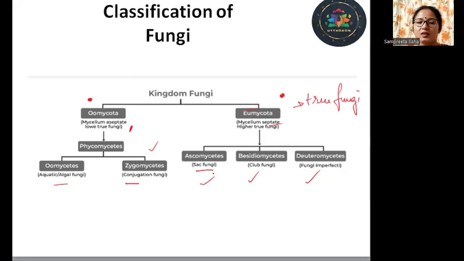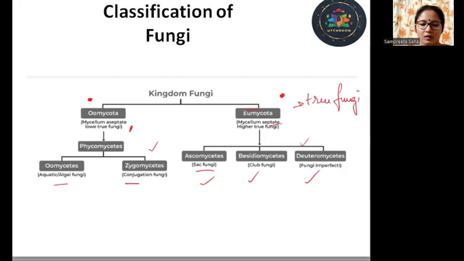Ascomycetes is sac fungi. Why? The spore structure that they produce is known as ascus. So from ascus comes the name Ascomycota, and ascus means sac, so sac fungi. Basidiomycota give rise to basidium, which is club shaped, hence club fungi. And Deuteromycetes are fungi imperfecti. Why? Sexual reproduction is not observed in the Deuteromycetes group.